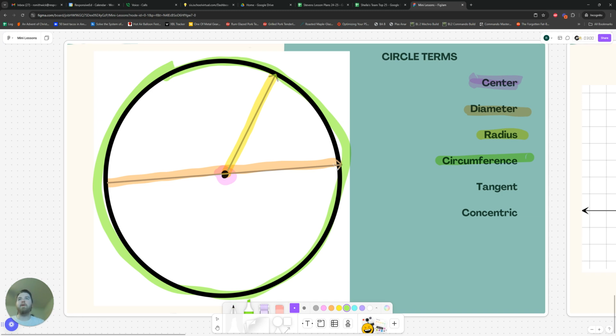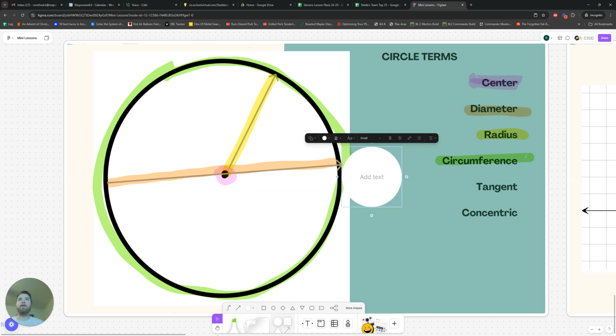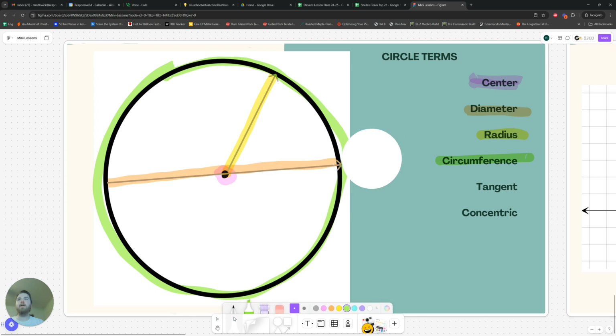Next is going to be tangent, so I'm going to put a circle in here, and hopefully this circle will look okay. It might help if I actually select the circle tool to draw here. Tangent is going to be when you have that circle and a line just barely touches it, hitting at that one point right there. That is tangent. So tangent is just 1 point shared between those things.